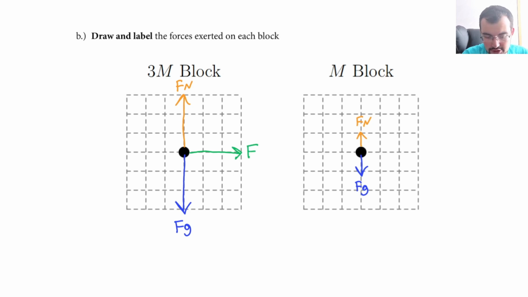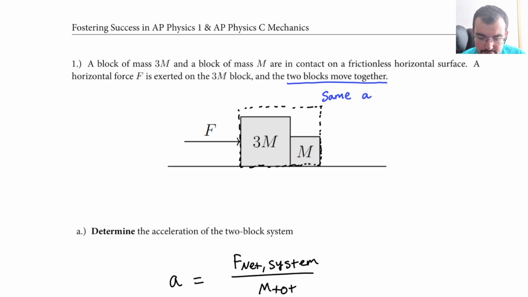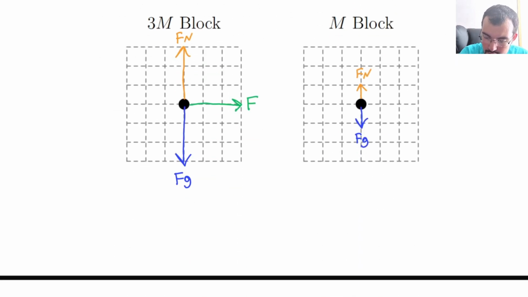Because that force is touching, there would be a net force. But now we have to think about what's happening with the 1m block. What is pushing the 1m block? Well, it's not F, because F is not touching the 1m block. What is touching the other block? It's the 3m block. So there's actually going to be a contact force, a force that pushes the m block to the right. I might call that F from the block.